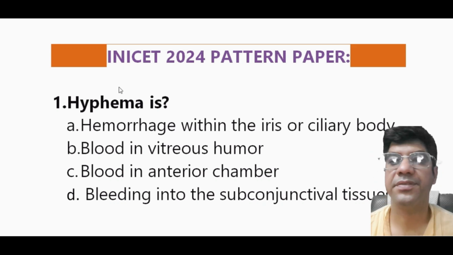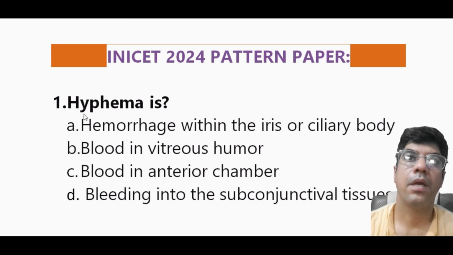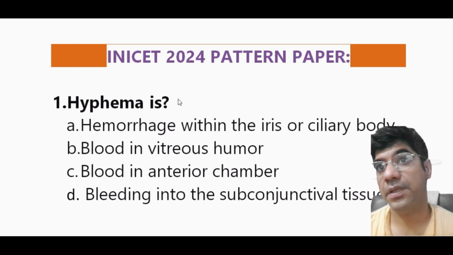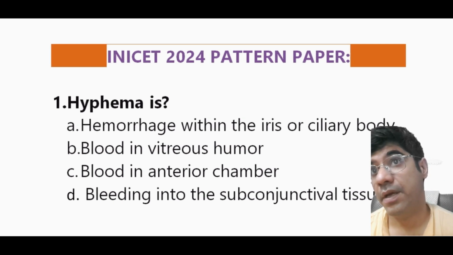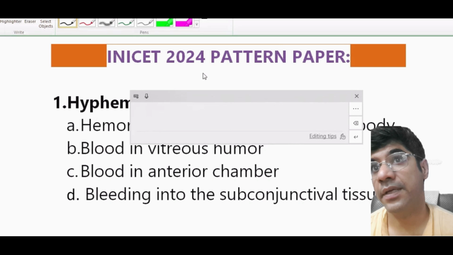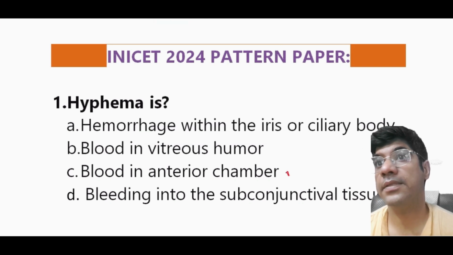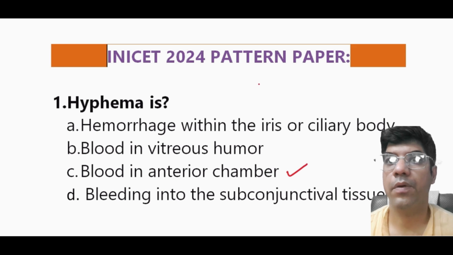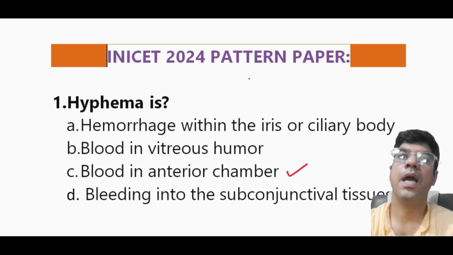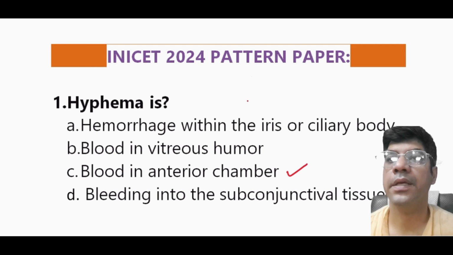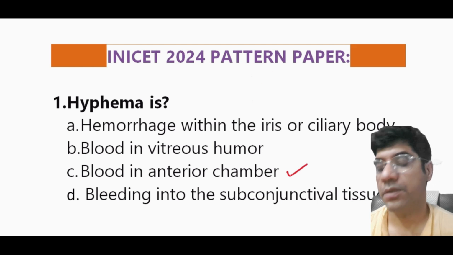Let us discuss the first question. If Hyphema is... the answer is blood in the anterior chamber. Hyphema is the presence of blood in the anterior chamber of the eye. That is known as hyphema.